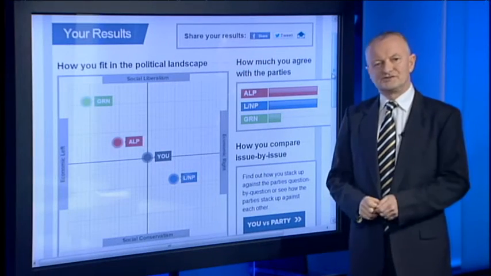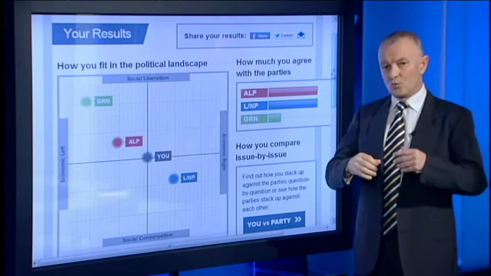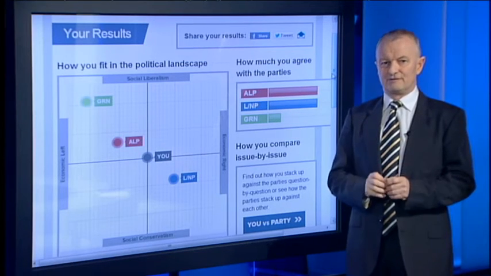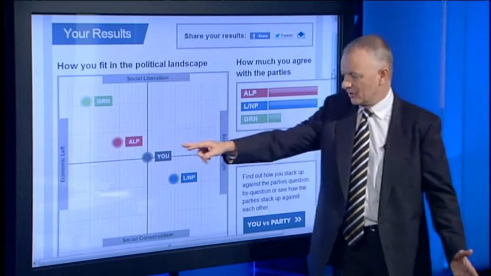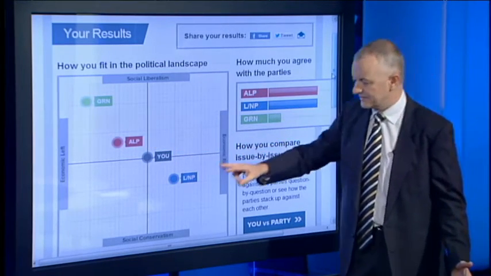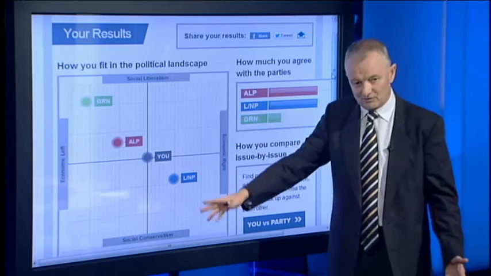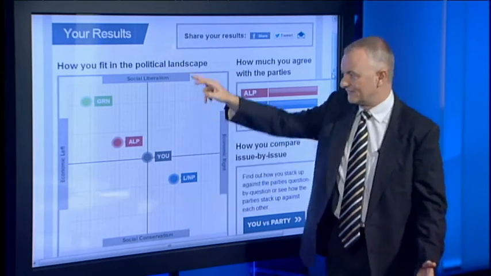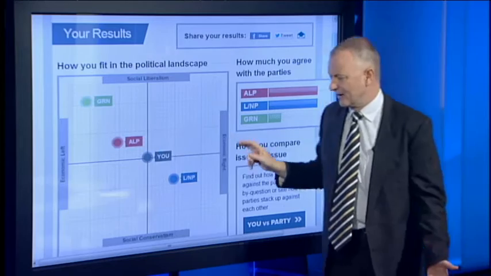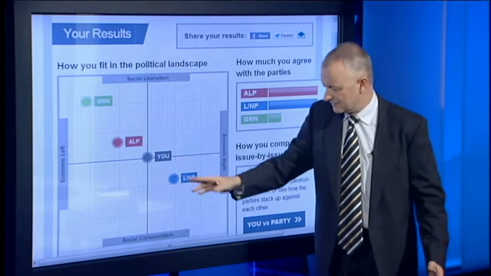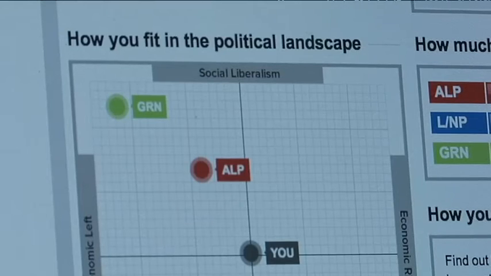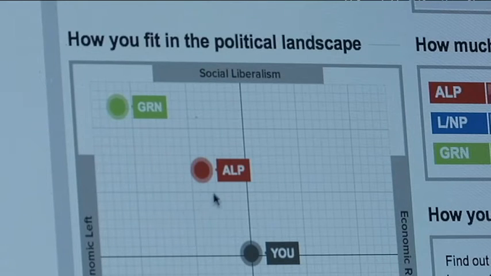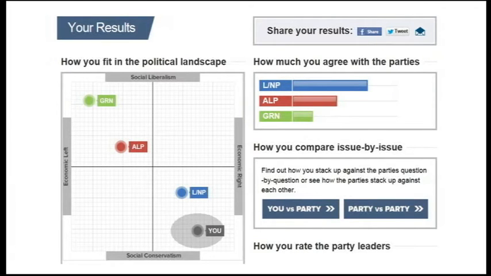Once you've answered all the questions, you get to the results page. On the results page, we plot where your answers lie on the Vote Compass compared to the political parties. The compass plots economics across the horizontal axis, and on the vertical axis, it plots a social dimension, from conservatism to liberalism, and economically from left to right. As you'd expect, the Liberal and National parties are on this side of the economic agenda, and the Labor Party and the Greens on the other side, and they're all at different positions on the conservative versus liberal dimension.